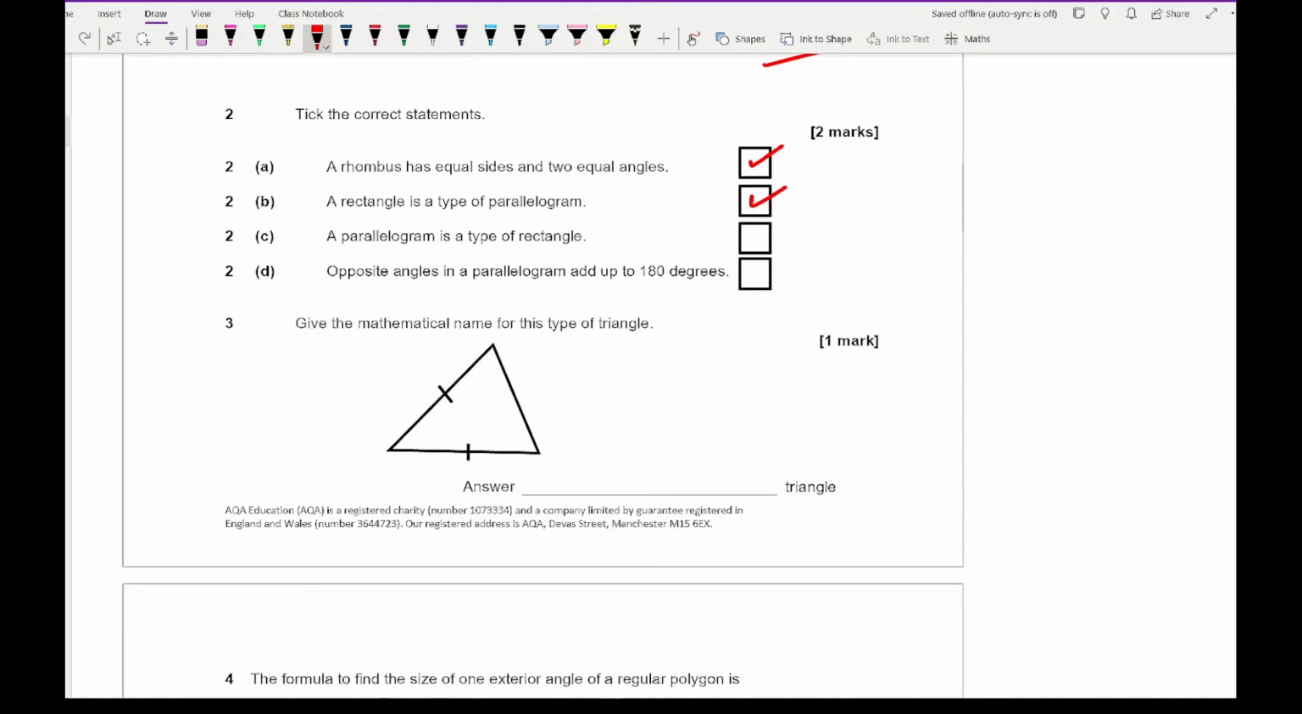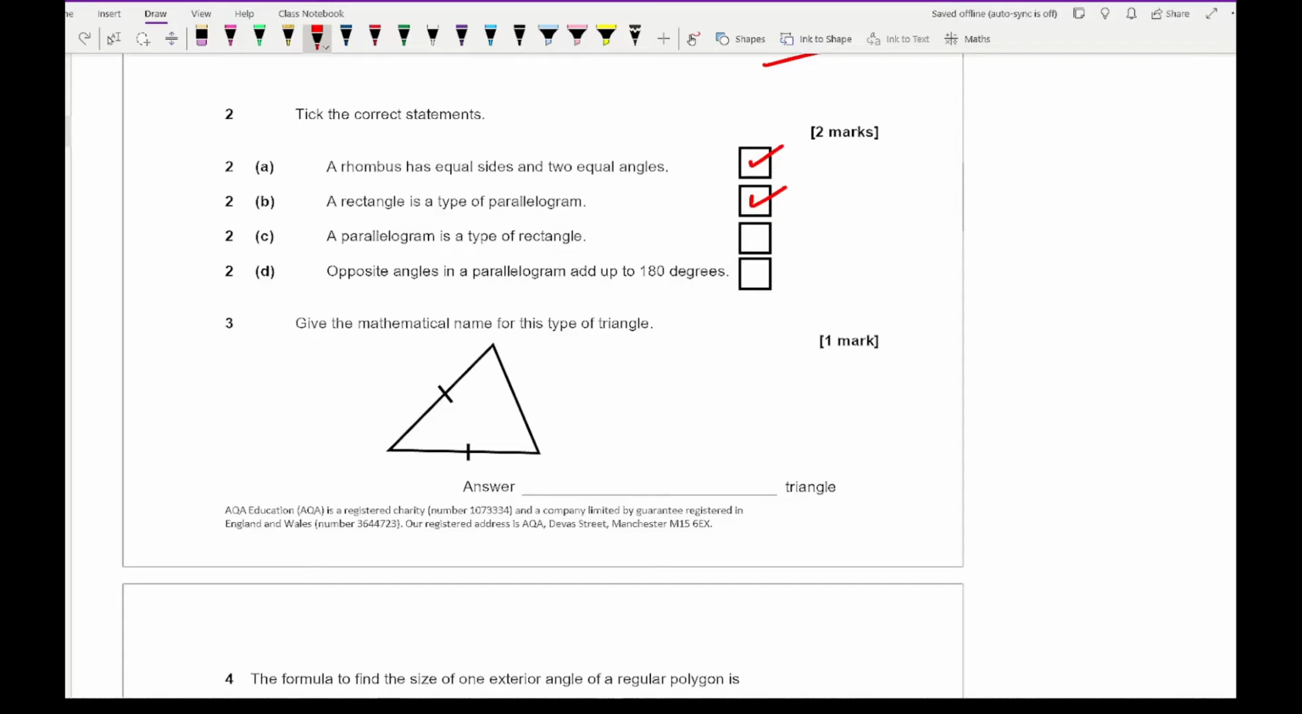So a rectangle can be a parallelogram because the definition of a parallelogram is that you've got two sets of parallel sides, which is true in a rectangle. You've got two sides of equal length, and that's true as well. And you've got two sets of co-interior or supplementary angles, which again in a rectangle is true. And that there is a definition of a parallelogram.